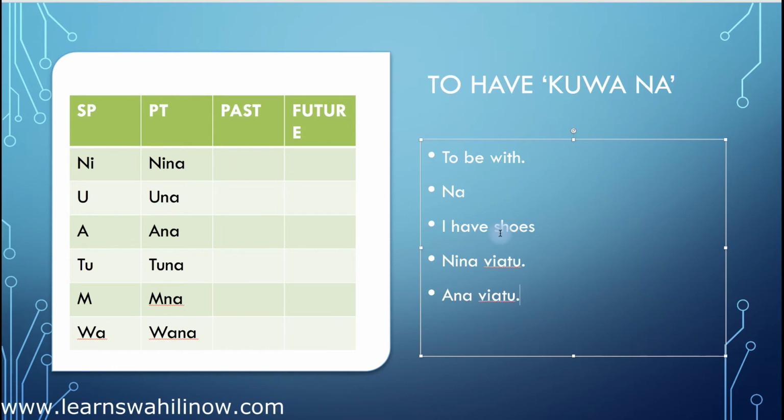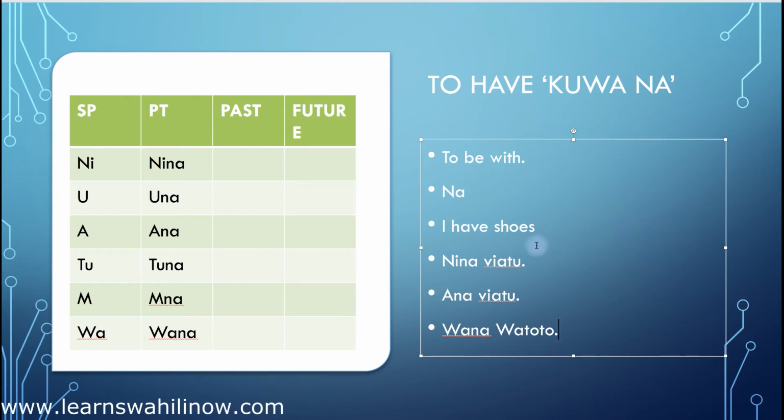How about they have children? How would you say that? Wana watoto. So the present tense is really straightforward. Once again, simply attach the na to the subject prefix and you're good.